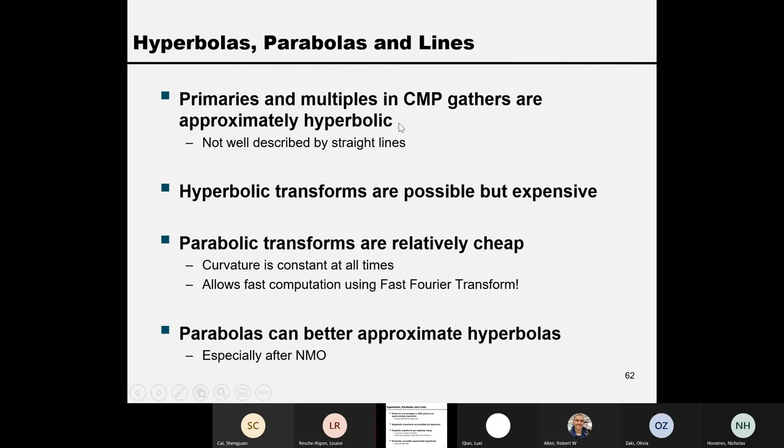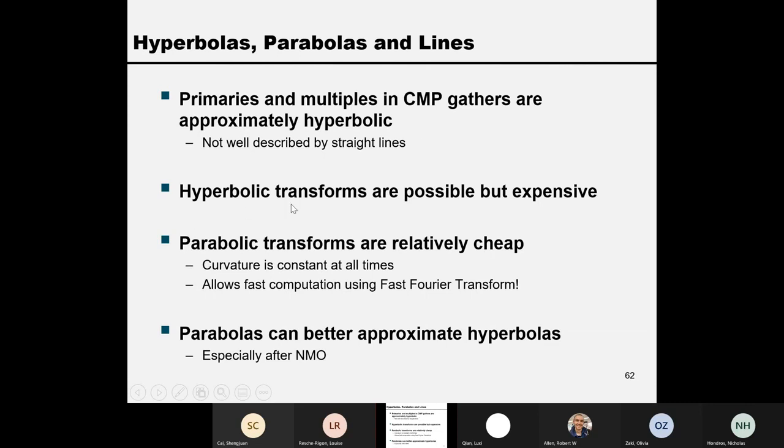So primaries and multiples in a CMP gather together are hyperbolic. That's based on the so-called Dix equation, based on the RMS assumption. For a layered structure, for small offset, we can assume RMS velocity equal to the NMO velocity, right? That's the assumption. So that's basically an approximation for hyperbolic.